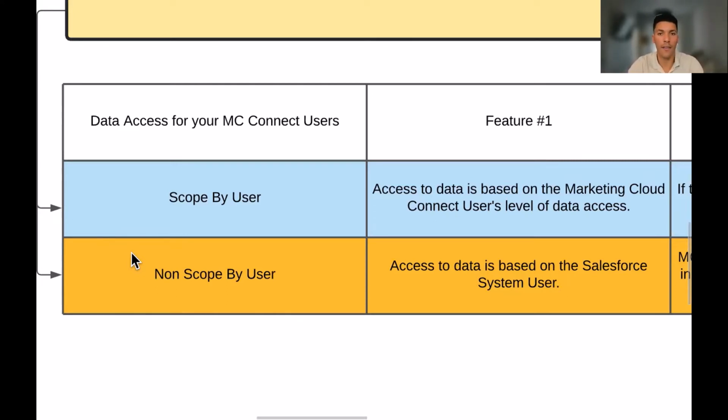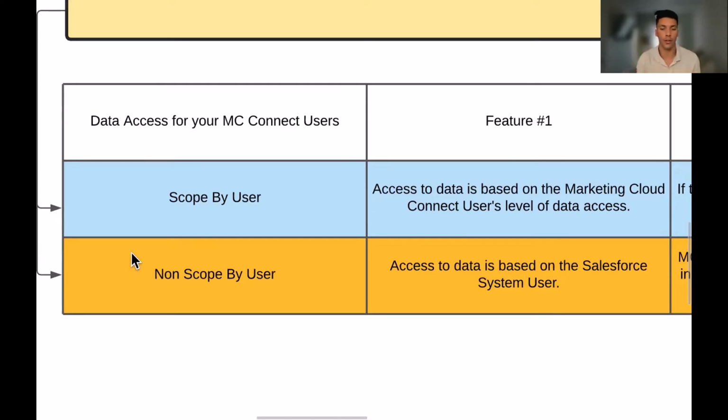So all they've ever seen is the records that they own if we have org-wide defaults turned on. So let's say that we have our leads or our contacts set to private for our org-wide defaults. Well, the user who's running a report may only be able to see 10 leads or 10 records. And if they're running a report, they're going to send to those records within that report, those 10 records.